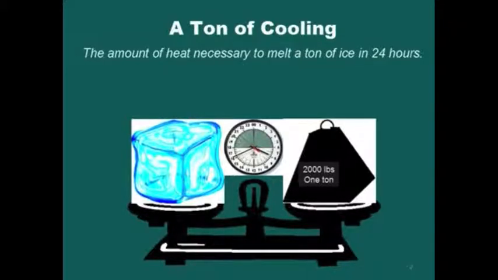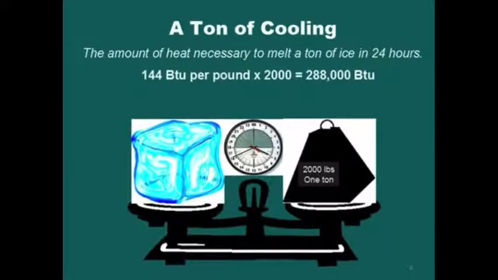A ton of air conditioning is the amount of heat necessary to melt 1 ton of ice, 2,000 pounds of ice, in 24 hours. How much heat do you have to supply to that ton block of ice to get it to melt in a 24-hour period? Well, here's the answer. 144 BTUs per pound. That's called the latent heat of condensation. Every pound of ice that you melt at 32 degrees that becomes water at 32 degrees requires 144 BTUs per pound be added to it to cause it to melt, to condense.